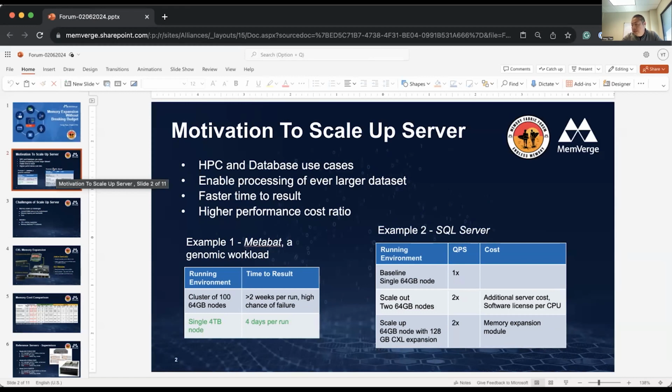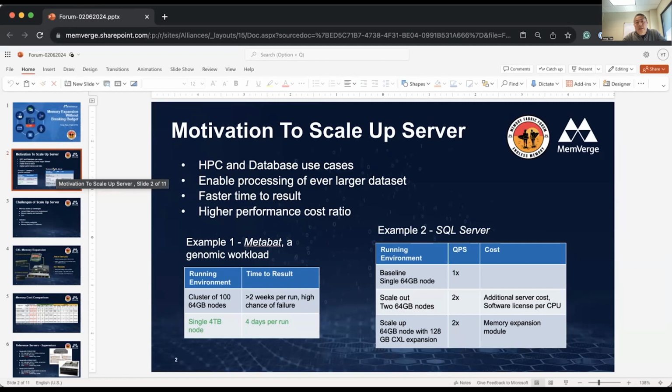for the memory expansion, about how we can scale up a server and what's the reason for doing that. We've been seeing this a lot from the traditional HPC, high-performance computing, and database use cases, and emerging, as previous speakers mentioned, the AI use case, which actually shares a lot of the characteristics with HPC computing. So these are the three drivers.